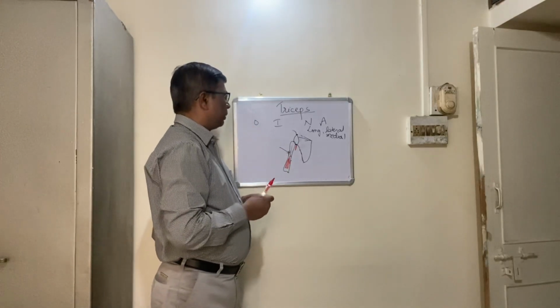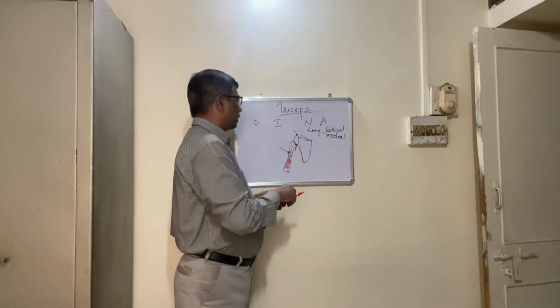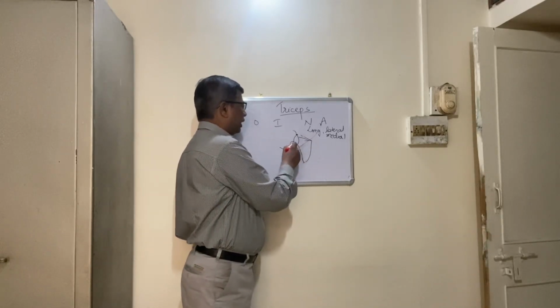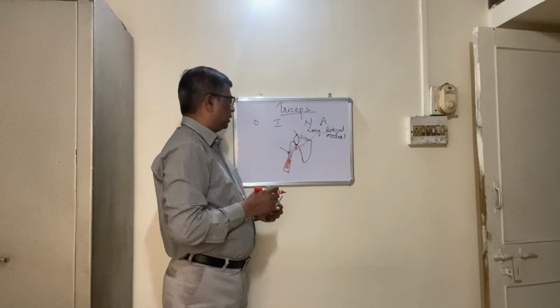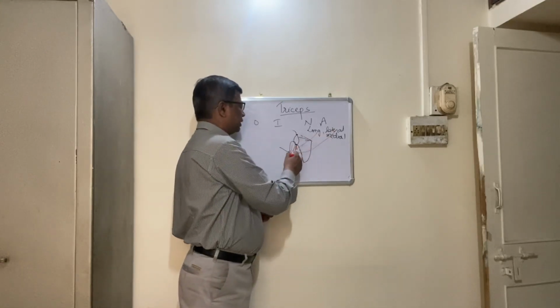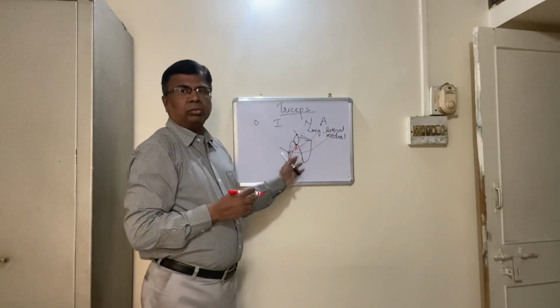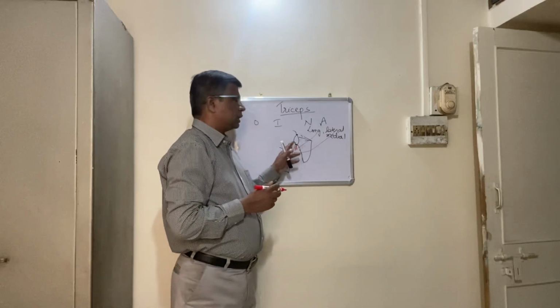Okay, so I repeat again: the three heads of the triceps. The long head of the triceps arises from the infraglenoid tubercle, which is present here. The lateral head of the triceps arises by a linear origin from the posterior surface of the shaft of the humerus above the radial groove.